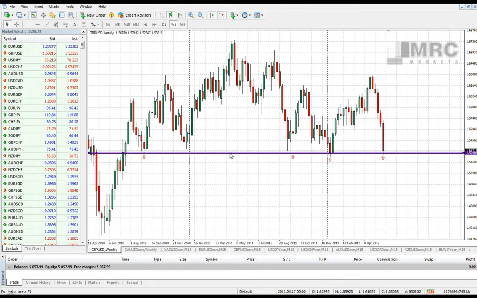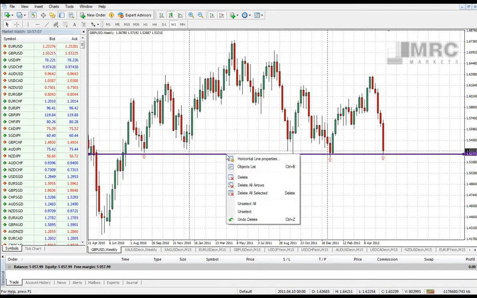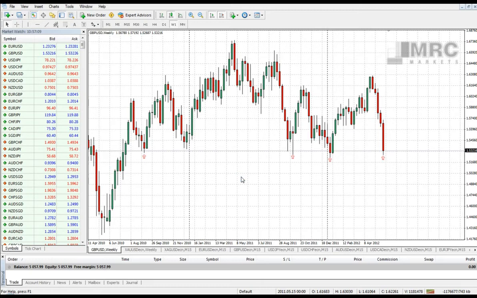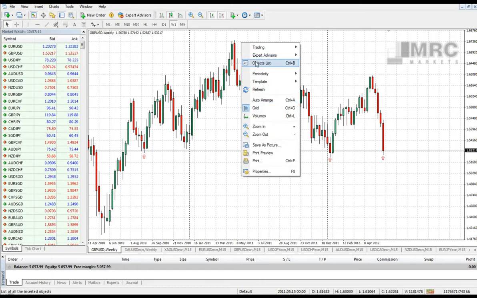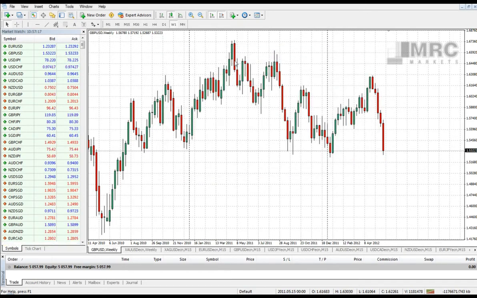To delete these lines, or if you want to adjust them, you just double click and that highlights the line, and you can drag it up and down to where it suits you. And to delete it, you just right click and click on delete. Okay, if you want to delete the arrows, just right click on object list, and that's where you can also delete the support and resistance lines as well, and just click on delete until they're all gone.